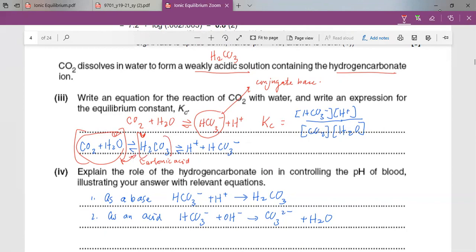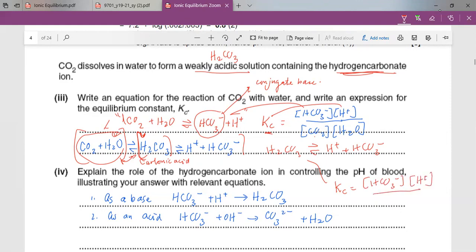Let's say you write this system, which means this is the equation. Or you can write this system: H2CO3 reversible H plus, but you must have the hydrogen carbonate, HCO3 minus. If you write this system, this is your KC: this one and H plus, over CO2. If you have this system, it will be KC equals the same thing, HCO3 minus and your H plus, over the concentration of H2CO3, sorry.